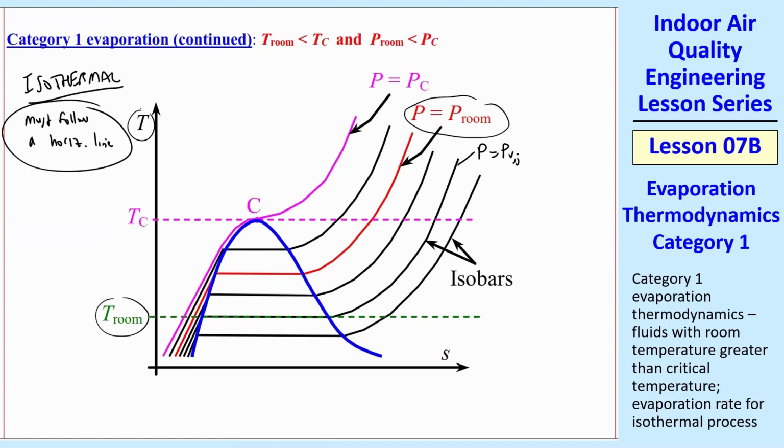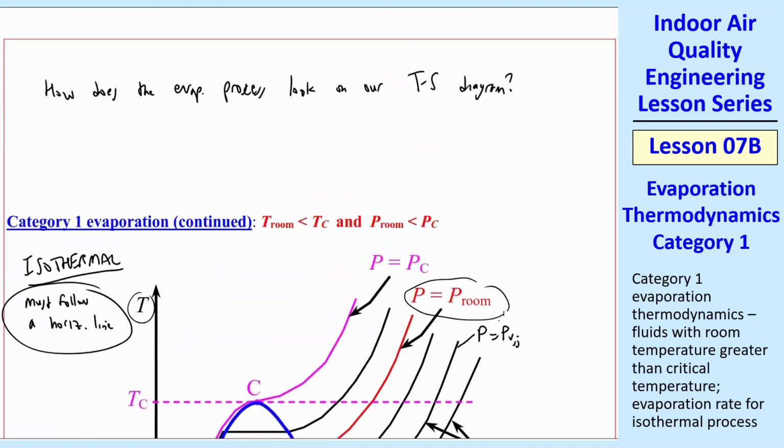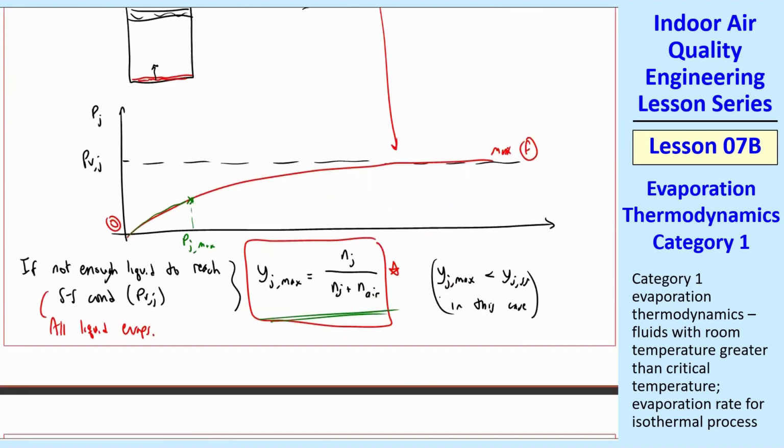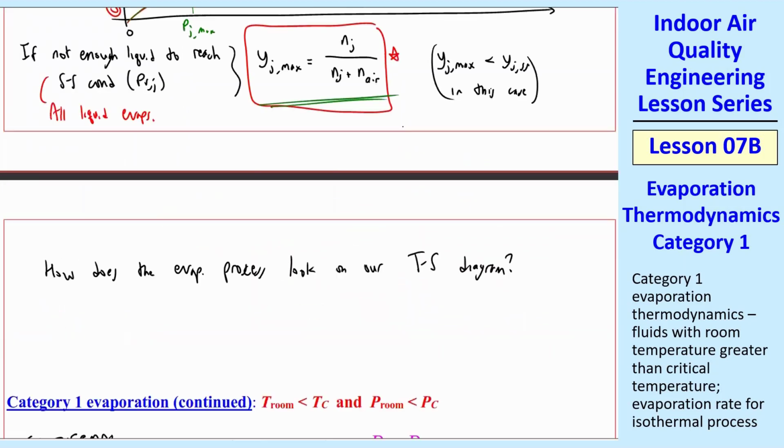So if we are at T room, we're stuck on this line no matter what happens. So just think about this process. We start with Pj equal to 0, and then we start increasing.